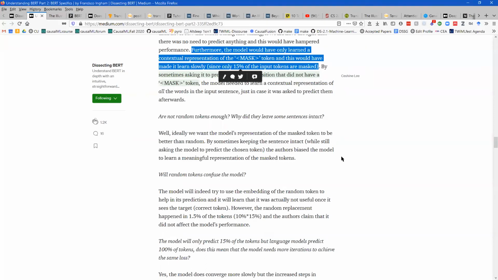And so what it's doing is you're giving it a sentence, but you're substituting a random word somewhere in that sentence, and then you're asking it to predict that random word.